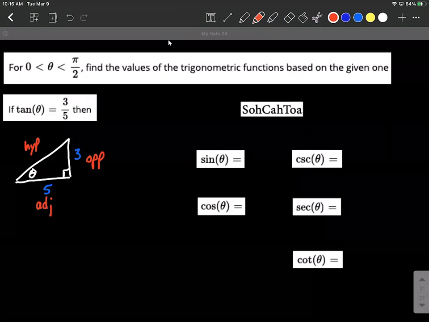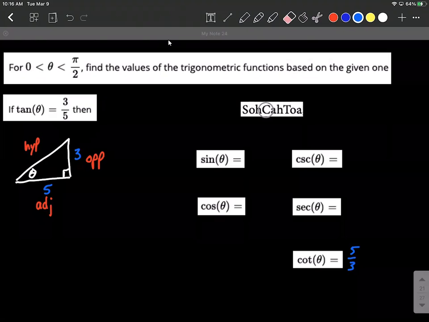That'll help as we're setting up these other trigonometric ratios. From the very beginning, we can go ahead and find cotangent, because cotangent is just tangent, but the reciprocal, so inverted. So you take numerator and denominator, and you have them switch places. So we can say this is 5 over 3. Now for each of these other ones, let's focus on sine and cosine. Sine is going to be opposite over hypotenuse. Cosine is going to be adjacent over hypotenuse, but right now we don't know what the hypotenuse is.